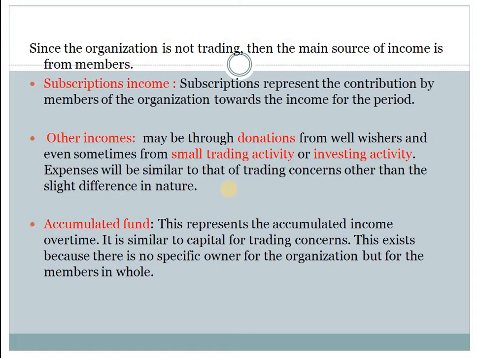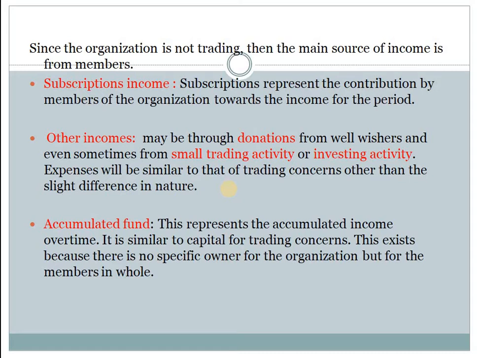Other incomes may be through donations from well-wishers, and even sometimes from smaller trading activities or investing activities. Expenses will be similar to those of trading concerns, other than being slightly different in nature.